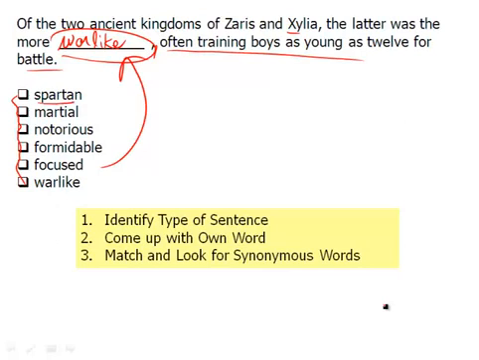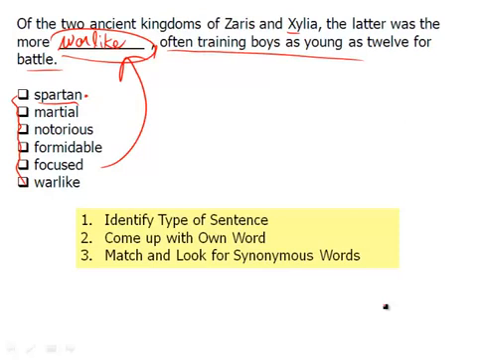So Spartan, you may have seen in a movie called 300. That had the Spartans in it. They were definitely warlike, so you may be tempted to choose this. However, Spartan means austere, denying yourself luxuries. Spartans would train in the snow wearing sandals. It was harsh training. That doesn't mean necessarily that they were warlike. So Spartan, again meaning austere, is not a synonym for warlike.